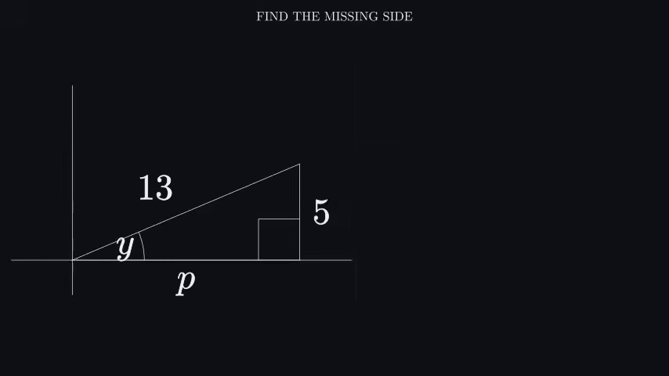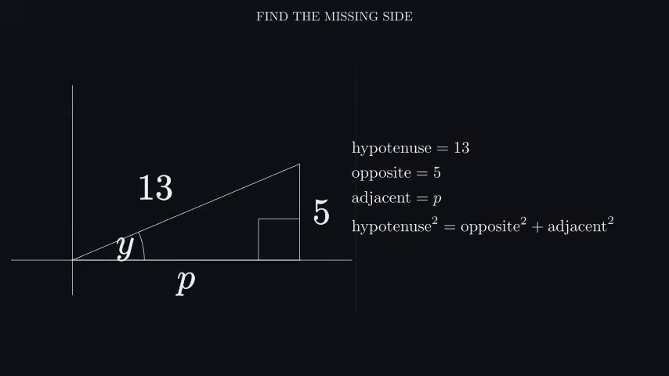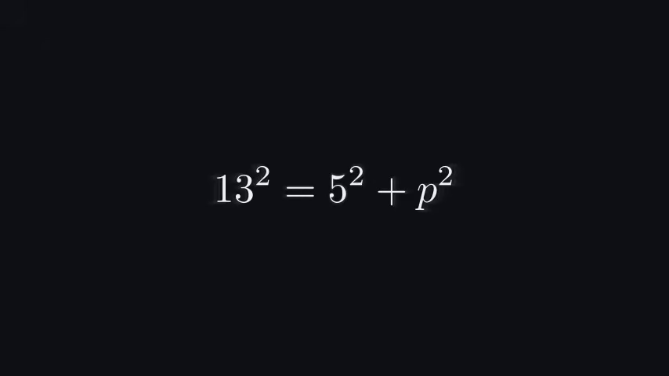To evaluate the expression, we need cos of y and tan of y. So we must first find the missing adjacent side, p. Since this is a right-angled triangle, we use Pythagoras' theorem. The hypotenuse is 13. One shorter side is 5, and the other shorter side is p. So the missing side, p, is 12.